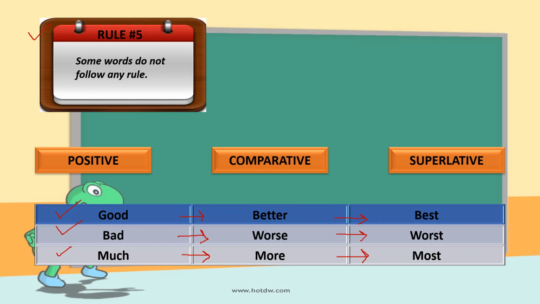Now let us see the last and the final rule. The last rule says that when words have three or more vowel sounds, then before the word add more for comparative and most for superlative. So again, in rule number 6, we are focusing on the use of vowel sounds. But remember what it says.